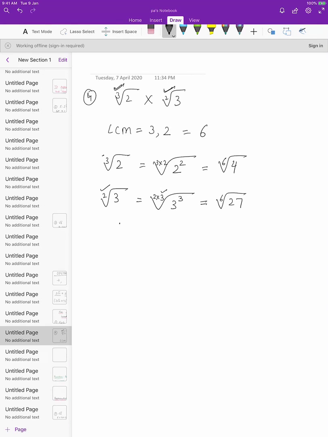So now these two numbers can be written as 6th root of 4 into 6th root of 27. So now you can write it as 6th root of 4 into 27, which makes it 6th root of 108.